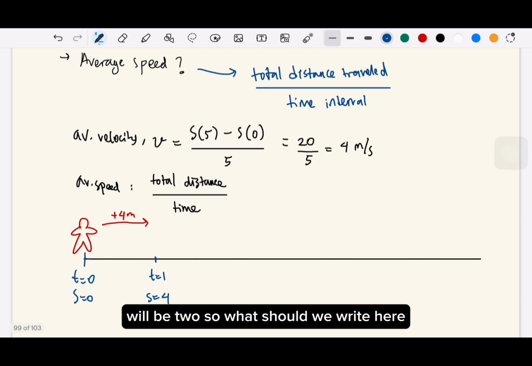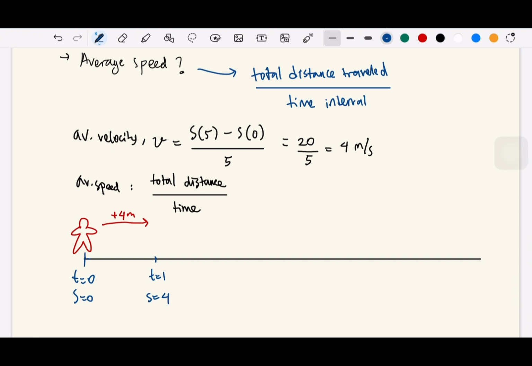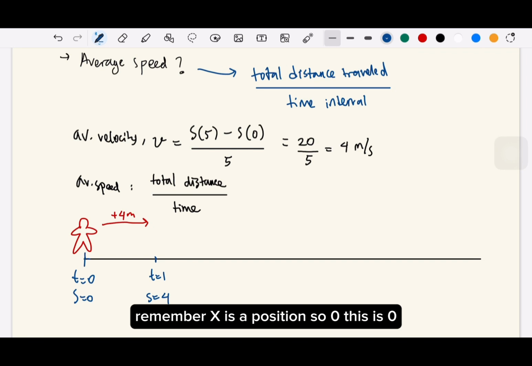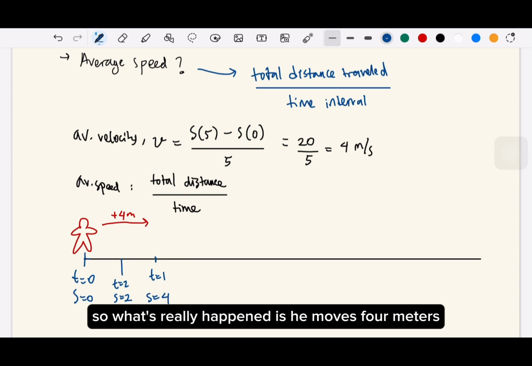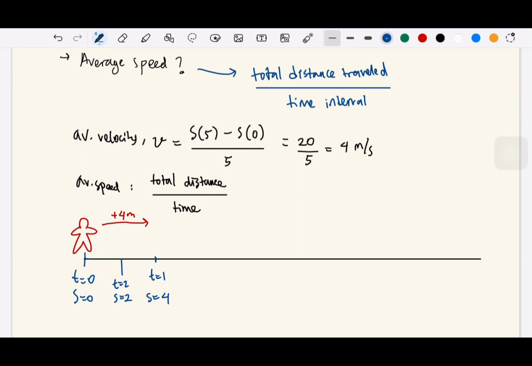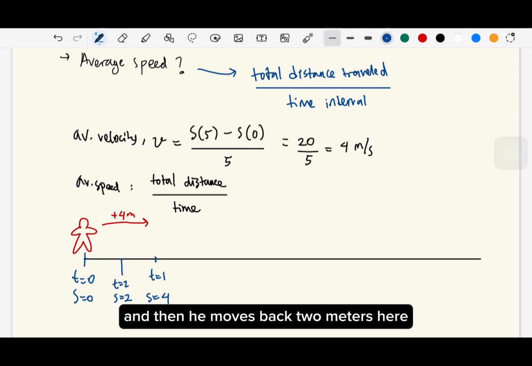So what should we write here? Remember, x is a position. So this is 0, this is 4. If this is a position, this is a distance. So 0, maybe 2 is the middle, right? Okay. So this will be at t equal to 2, s equal to 2. So what really happened is he moves 4 meters and then he moves back 2 meters here.